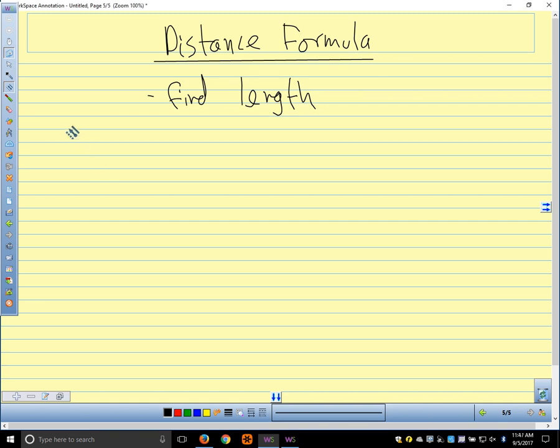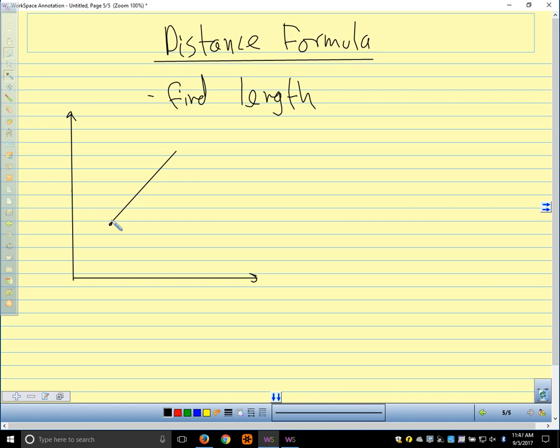So let me draw a picture again. Same setup as we talked about with the midpoint. We just have some segment in the plane. There's an A and a B for my endpoints. I'm going to call this one x1, y1, just like we did before, and x2, y2.